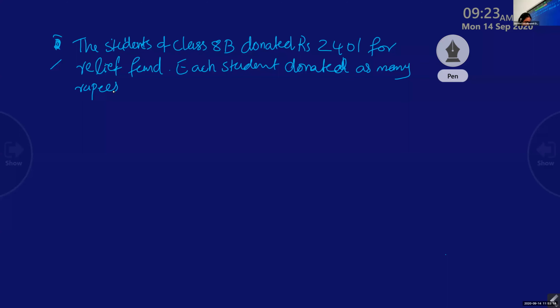Each student donated as many rupees as the number of students. Find the number of students in the class.